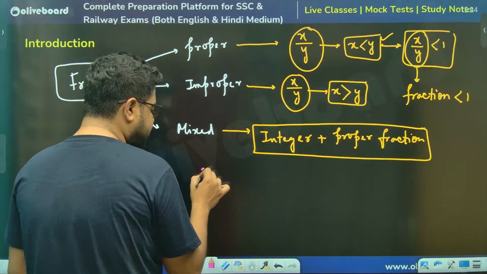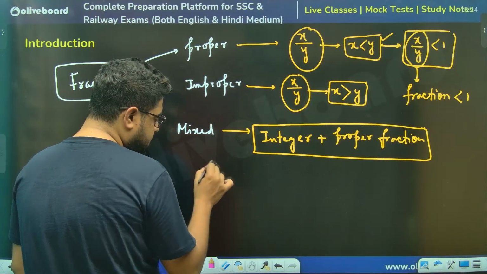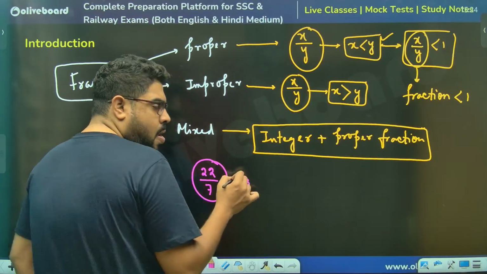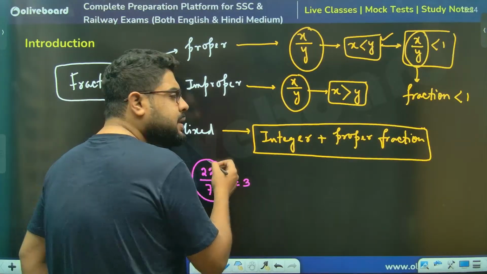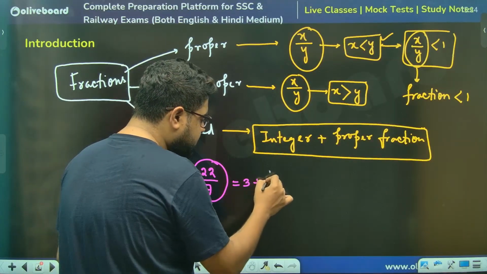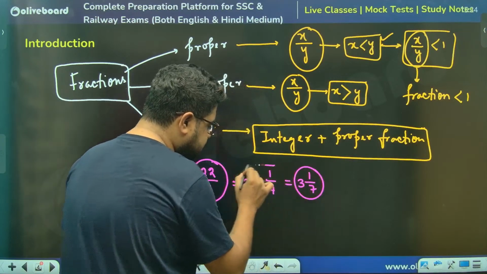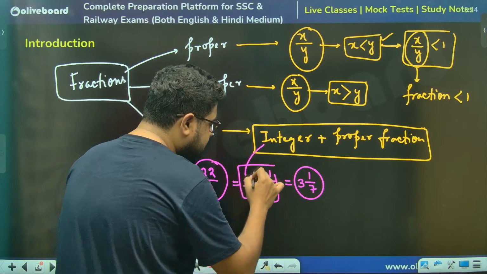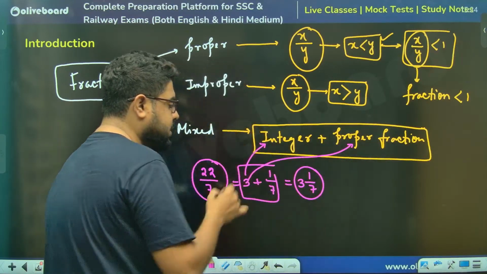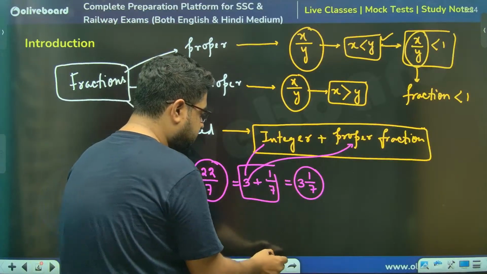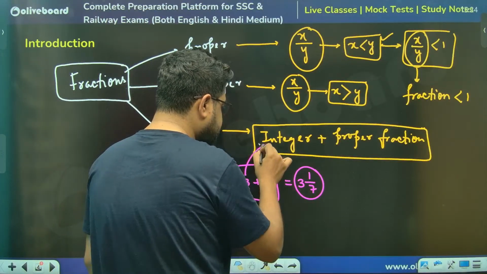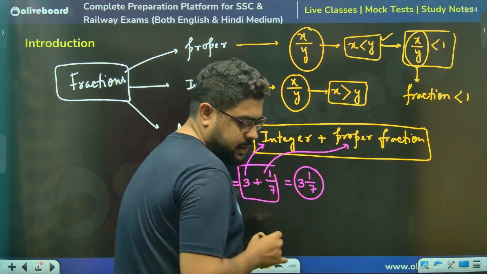Just to give you an idea, if I say 22 by 7, what I can say is 3 sevens are 21, so plus 1 by 7. We also write it as 3 whole 1 by 7. So this 3 is the integer part, and this 1 by 7 is the proper fraction part.